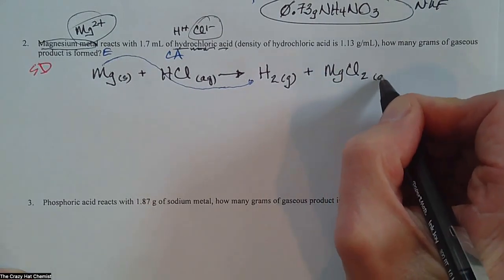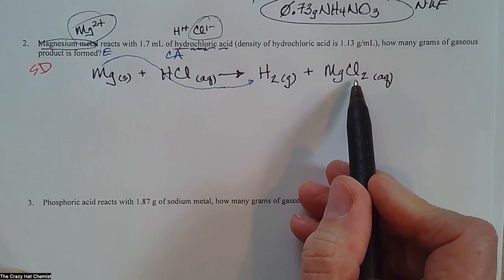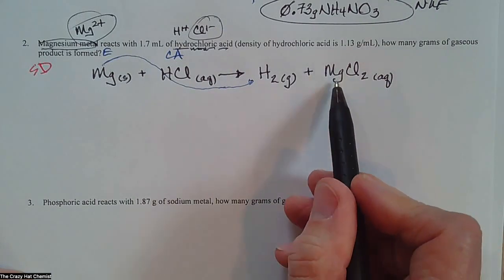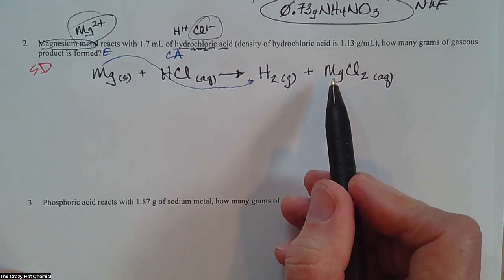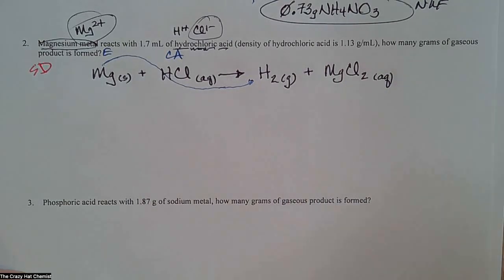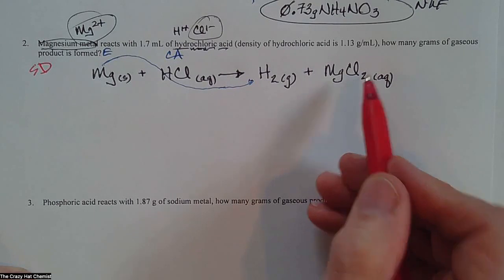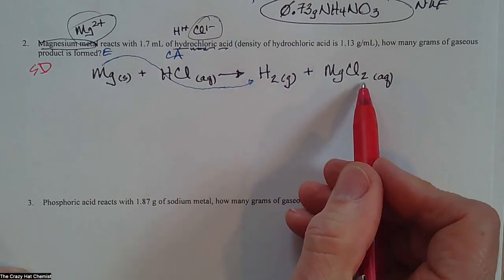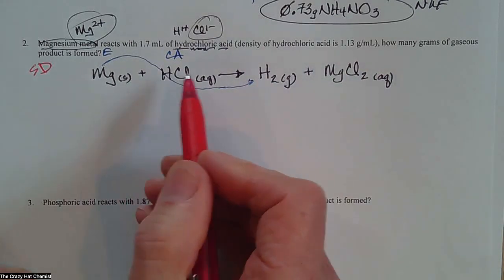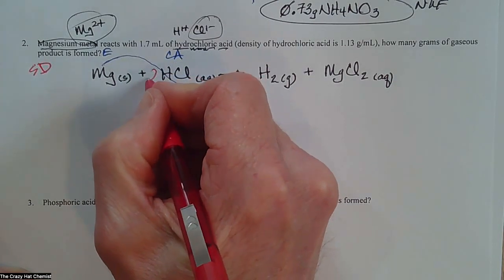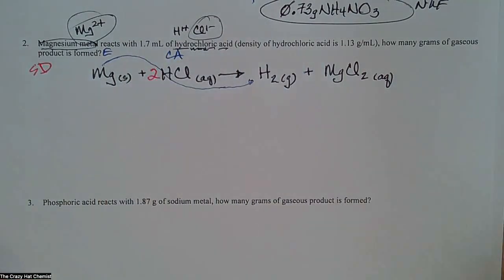And this is also going to be aqueous because chlorides, bromides, and iodides are soluble except for mercurous, plumbous, and silver. So that's not one of them. So now what we need to do is balance this equation. There are 2 chlorines and 2 hydrogens on the product side and only one of each of those on the reactant side. So I'm going to place a single 2 right there in front of the hydrochloric acid, and then my balancing is done.